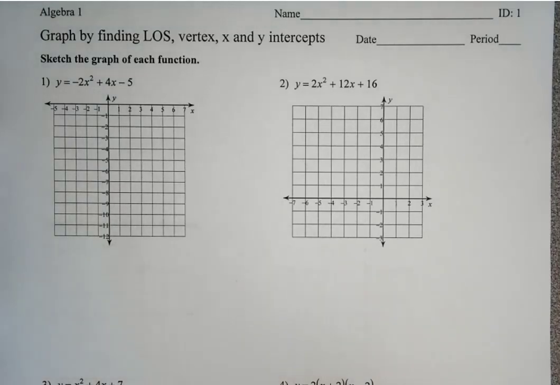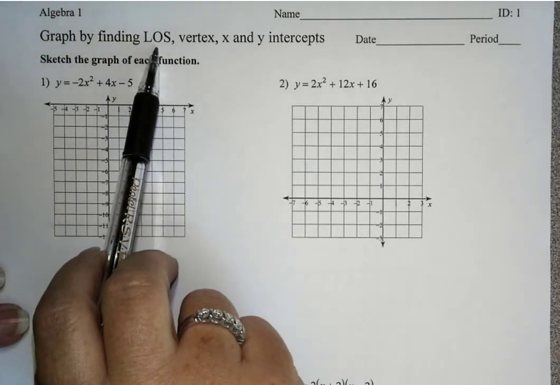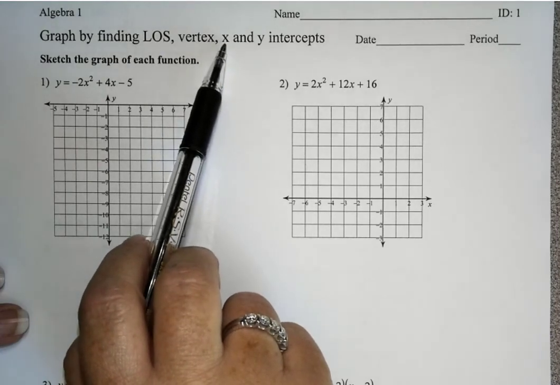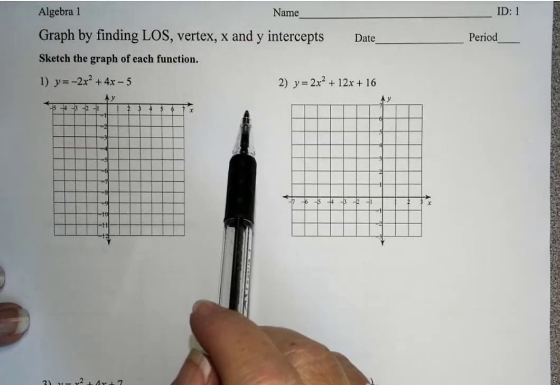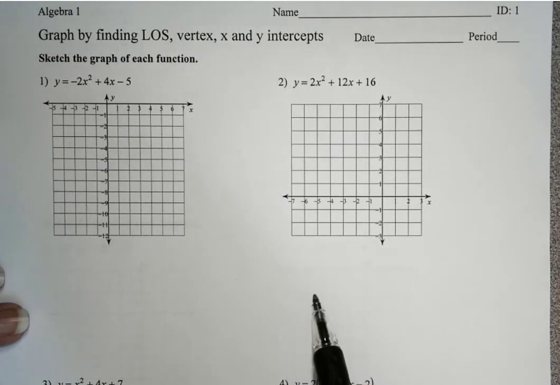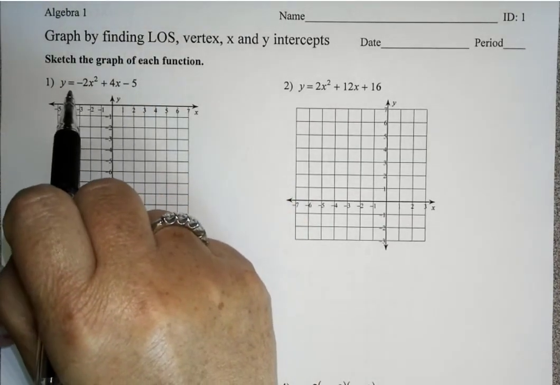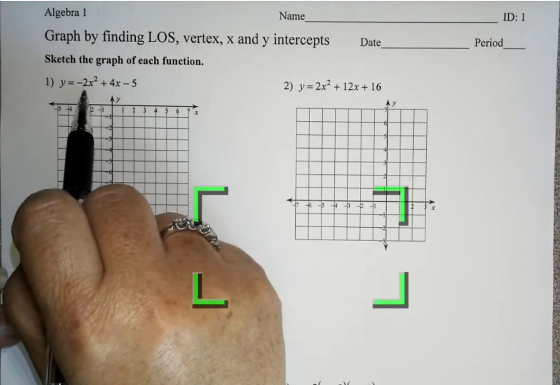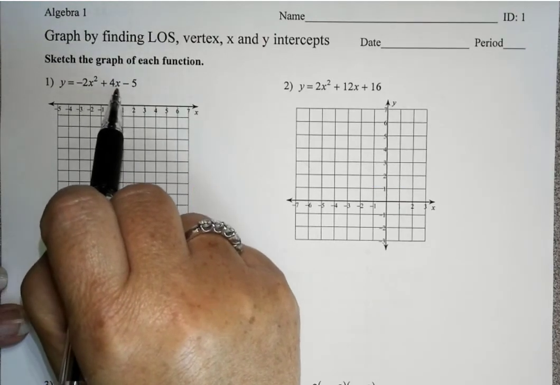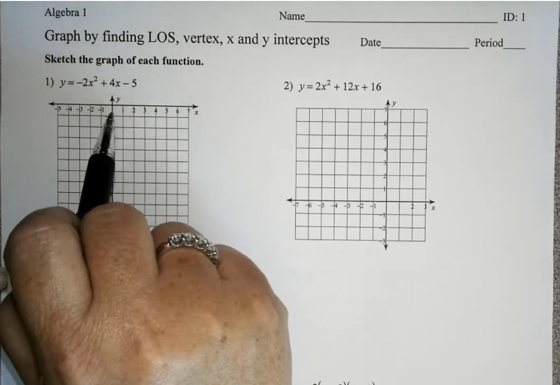Okay, so some of you wanted to see a few more examples of graphing the three different kinds of quadratic equations by finding the line of symmetry, the vertex, and the x and y intercepts. Each type of equation gives you a little bit different information. This is called the standard form. The standard form is the ax squared plus bx plus c form.